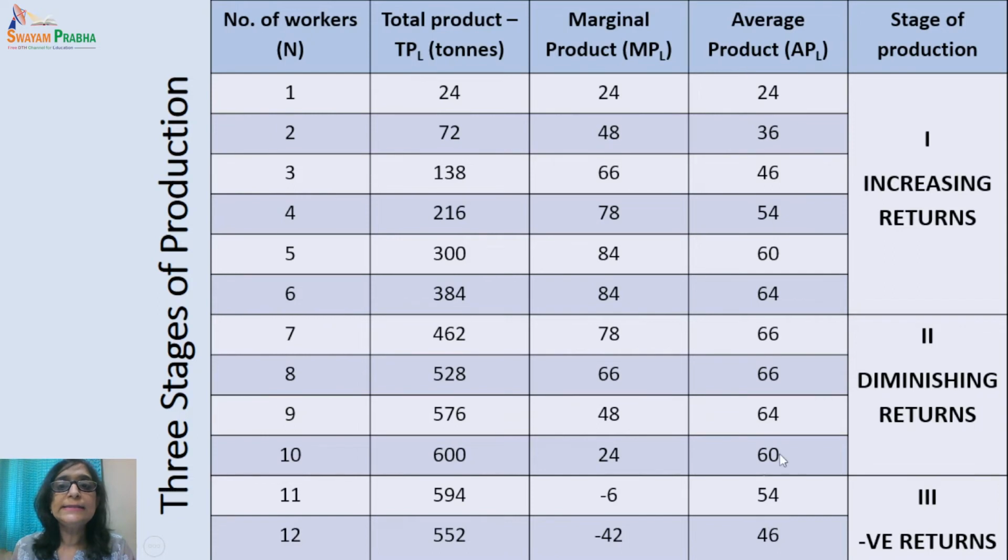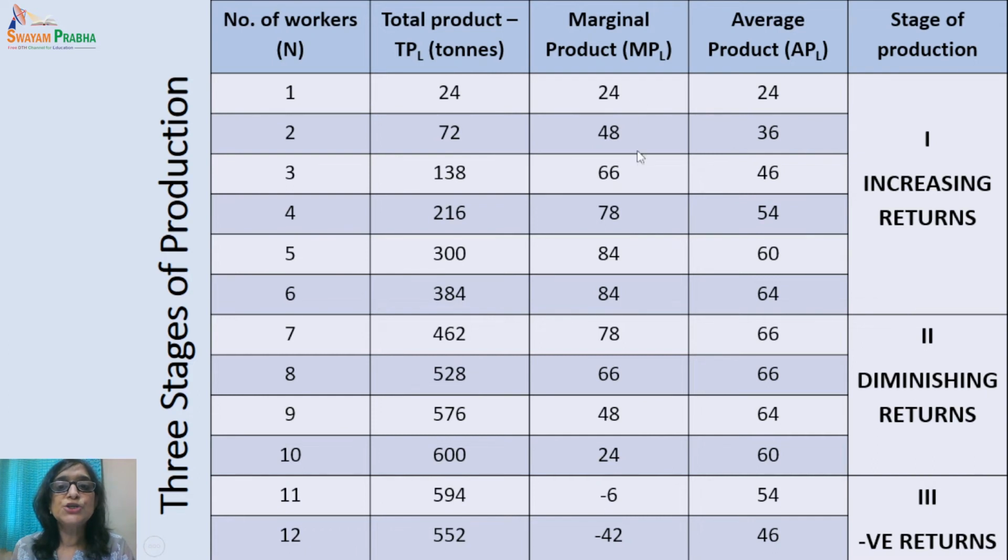So you are getting this particular table. We are saying the number of workers is increasing because it is variable. With an increase in the number of workers, you see your total product is increasing till you are employing 10 laborers. Then what is happening? When you go to the 11th person, your total product starts falling. Right?